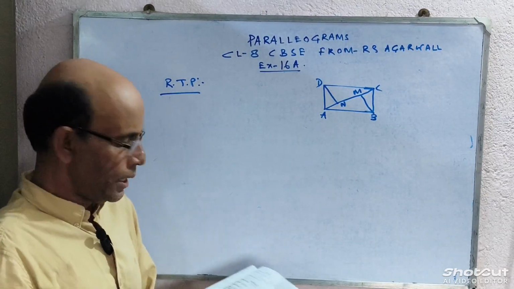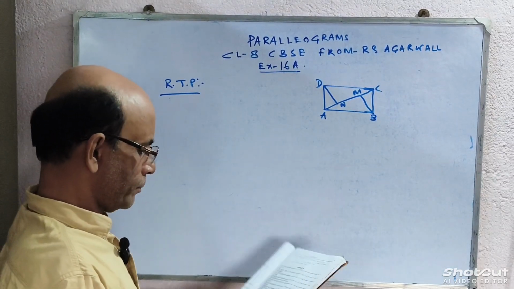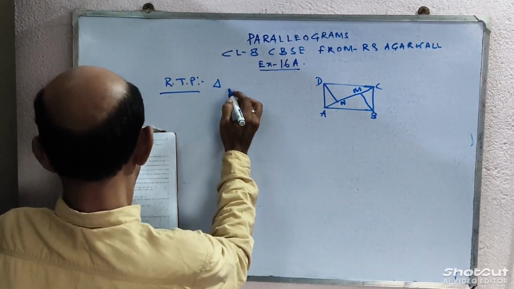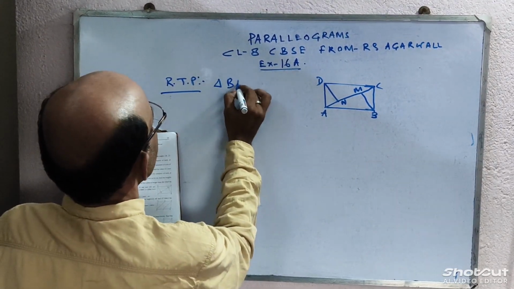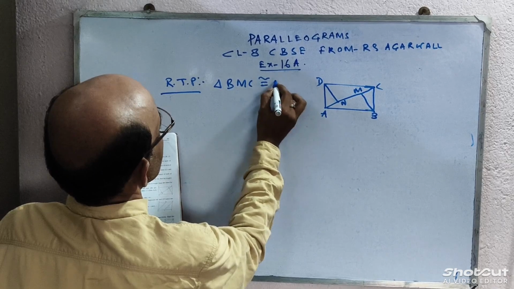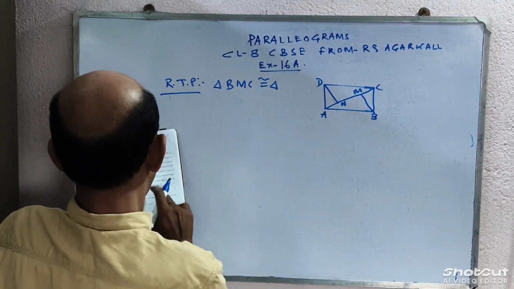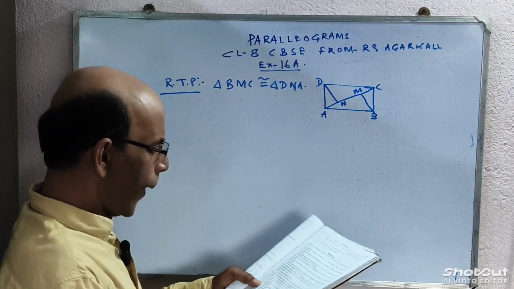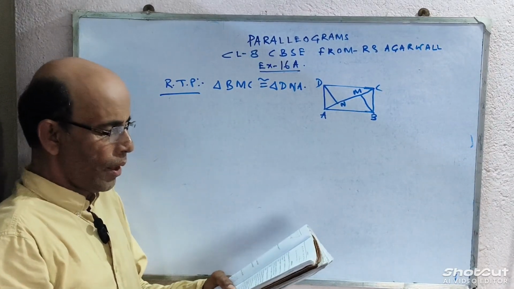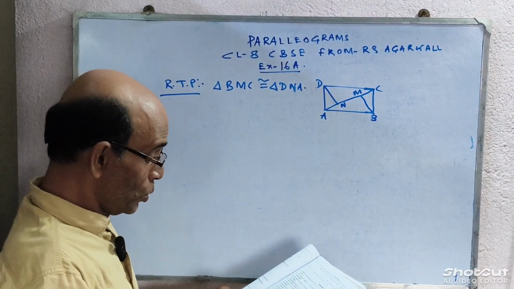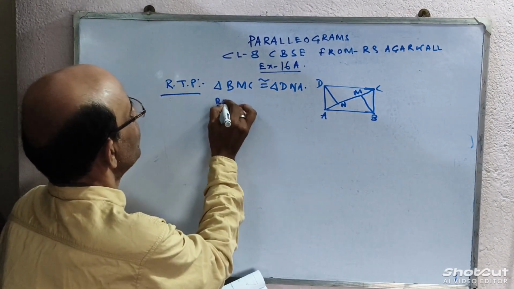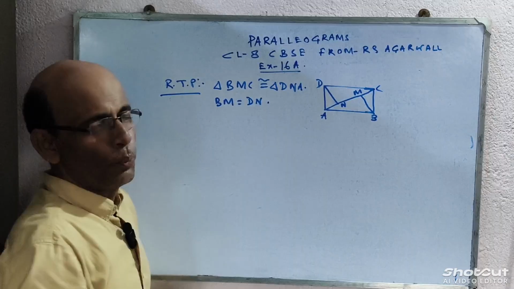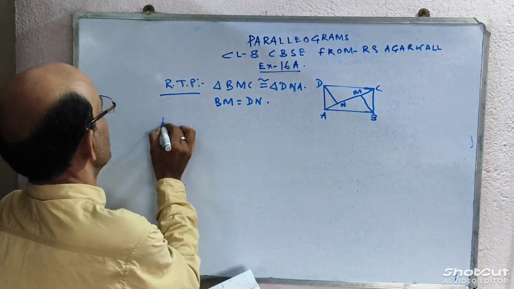Congruency, triangle idea. Prove that triangle BMC is congruent to triangle DNA. And another question: is it true that BM is equal to DN? That means you have to prove BM equal to DN. Proof.